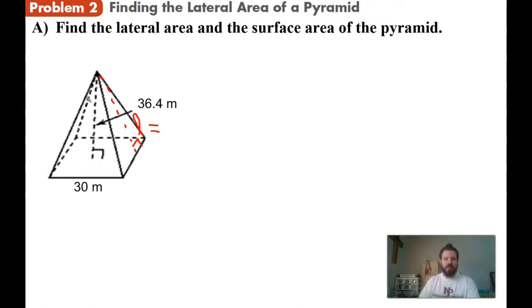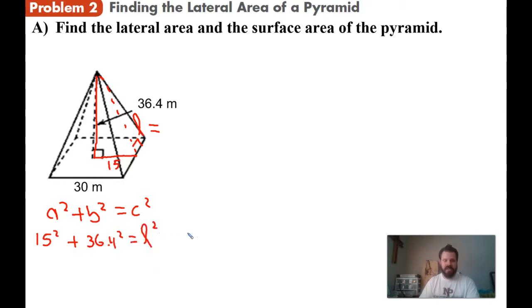Okay, to do that, what I'm going to do is I'm going to make a right triangle out of the height we know, the slant height, and then this half a side length here. It's not going to be the whole 30. It'll be half of 30, which would be 15. Okay, for that, since I have a right triangle, I can use Pythagorean theorem. A squared plus b squared equals c squared. Okay, where the a and the b are going to be the 15 and the 36.4. That's going to be equal to our slant height squared.